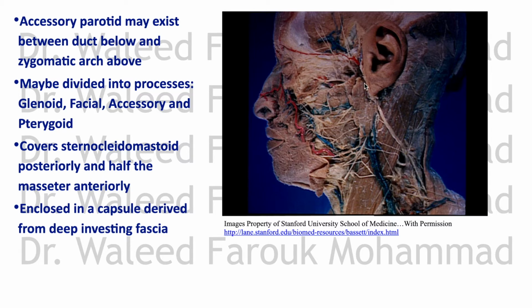A glenoid process related to the neck of mandible and the TM joint above. Facial process, which is almost all the gland you can see here. Accessory process that is around the duct, and deep process that's between the medial pterygoid and the ramus of mandible.